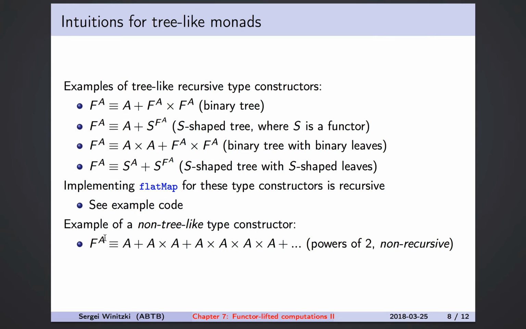Here's an example of a non-tree-like type constructor. It is a disjunction of this kind, so it can have 1 A, can have 2 A's, it can have 4 A's, and so on, all the powers of 2. Now this type constructor is actually not recursive, so it is not a tree-like type constructor. It is not one of these. It cannot be represented as one of these. And it is not a monad in the usual sense, or not a tree-like monad in any case.